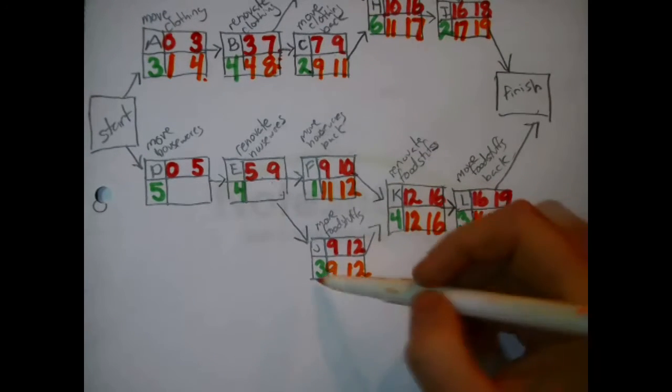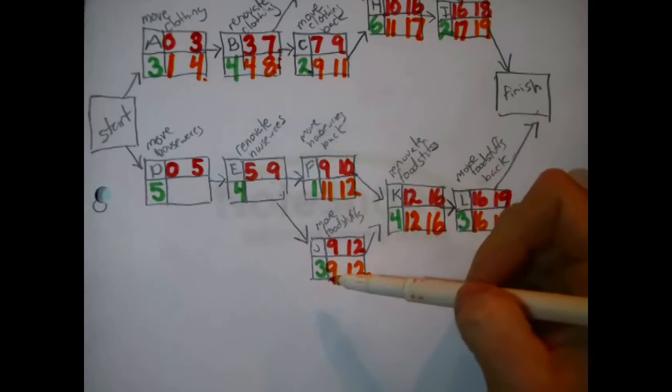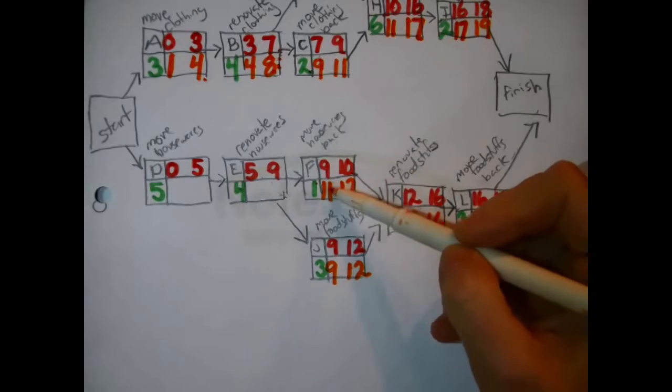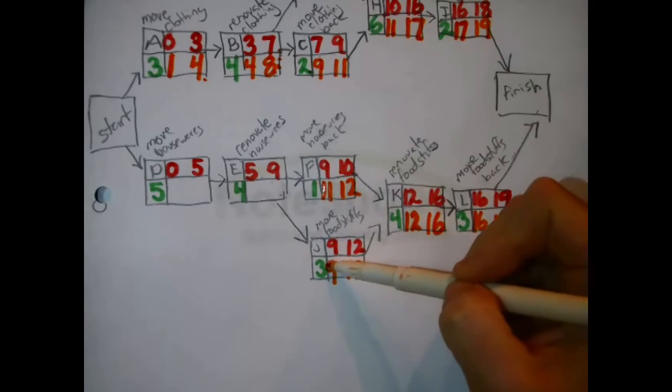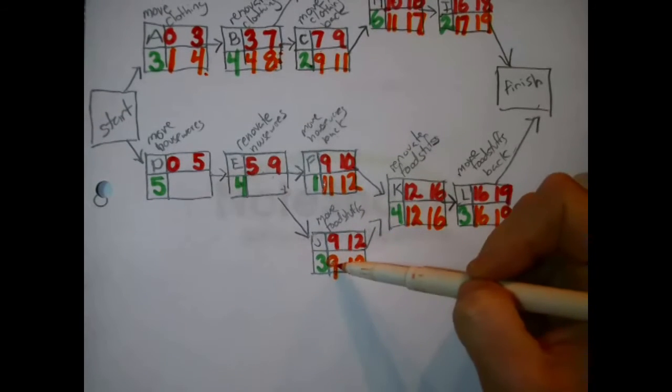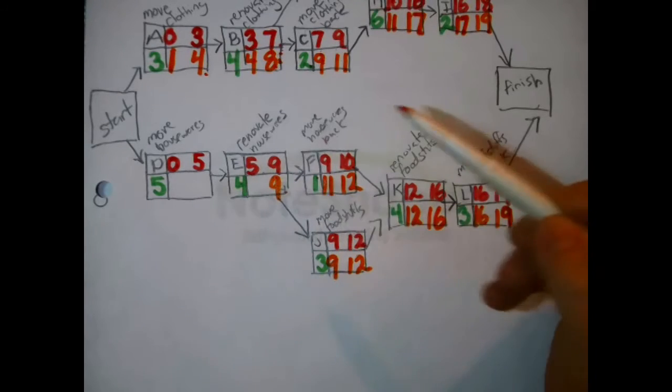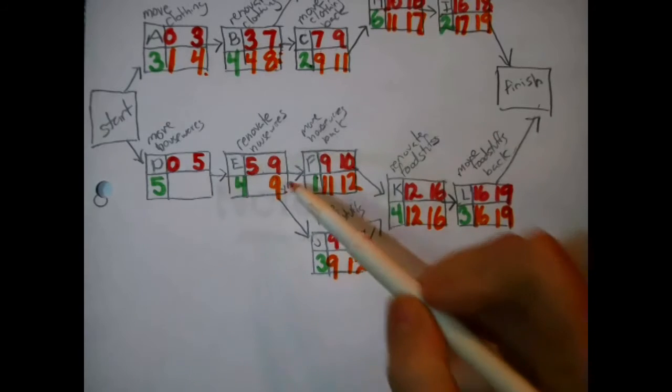And then here we get into another situation where we need to remember the late finish time rule, because F and J can't start until E finishes. F has to start at the latest in 11 days. J has to start at the latest in 9 days. We pick the smaller of the two so as to not create delays. E has to finish in 9 days.